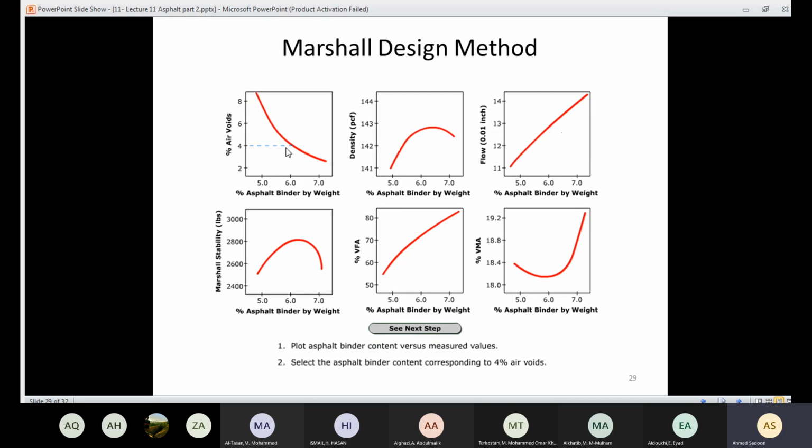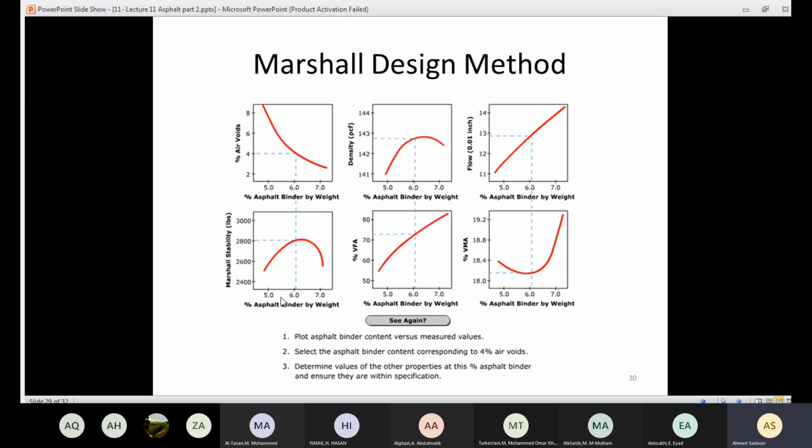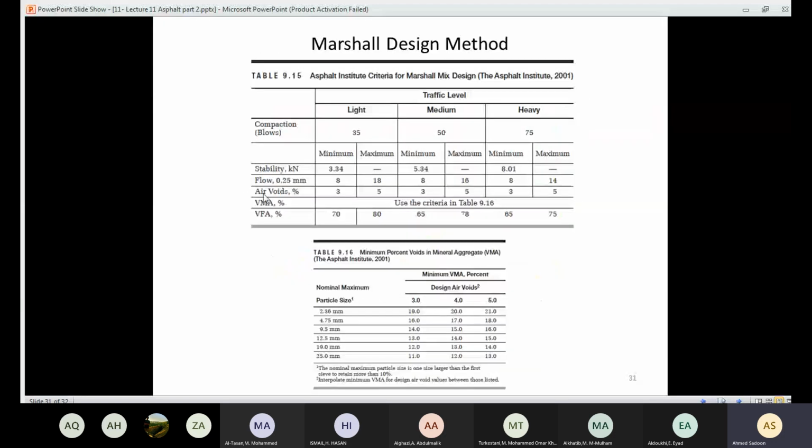Then you are going to get the corresponding asphalt binder. Based on that value, you are going to determine the Marshall stability, VFA, VMA, the flow, and the density, from the 4% air voids. Then you are going to compare the values with the criteria here.